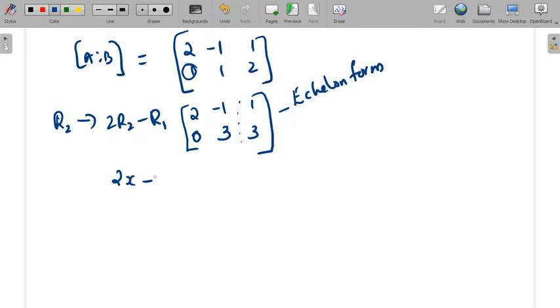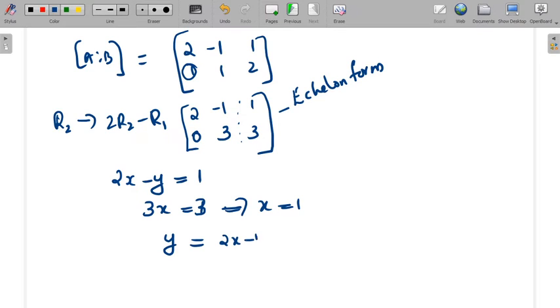So what we get is 2x minus y equal to 1, 3x is equal to 1. So 3x is equal to 3. So from this you can conclude x is equal to 1. As x is 1, we get y is equal to 1 minus 2x minus 1, which is equal to 2 minus 1 equal to 1. Thus we obtain from the first equation.